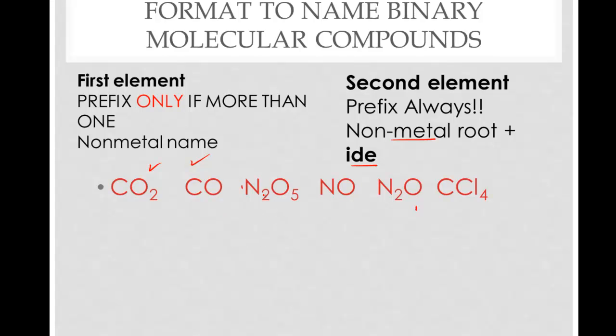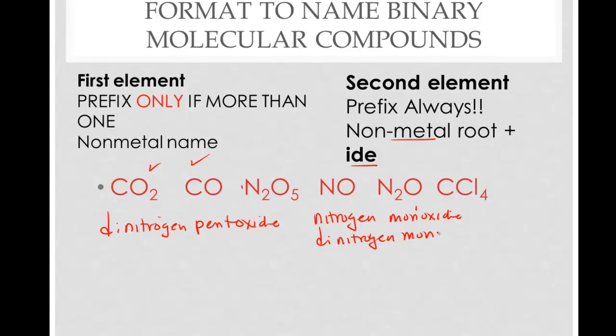but if you were to name the rest of them, N2O5 would be dinitrogen pentoxide. And again, I eliminated the A to make it sound better. This would be nitrogen monoxide. And then dinitrogen monoxide. And finally, carbon tetrachloride. And those are some examples of naming them.